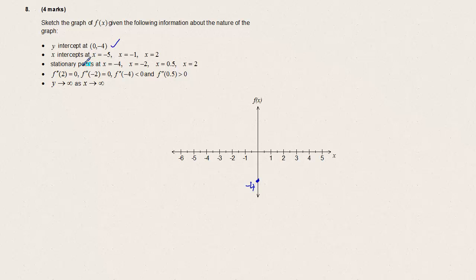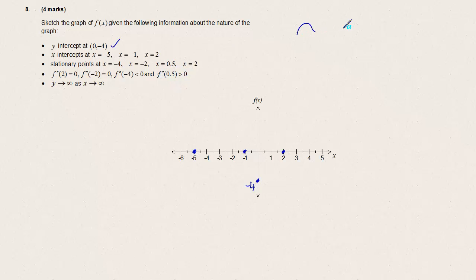So the x-intercepts are -5, then we've got one at -1, and we've got another one at 2. So we'll mark those on first. We now have stationary points at x is -4, x is -2, x is 0.5, and x is 2.